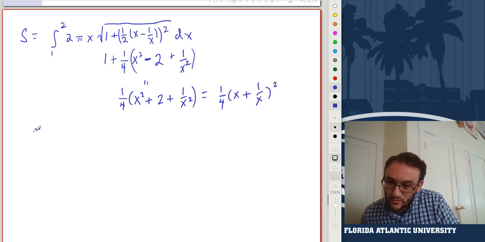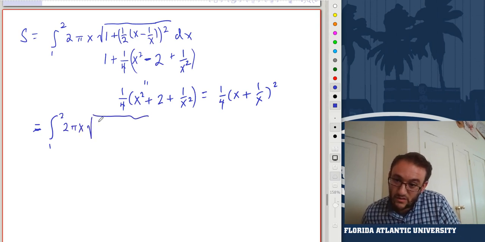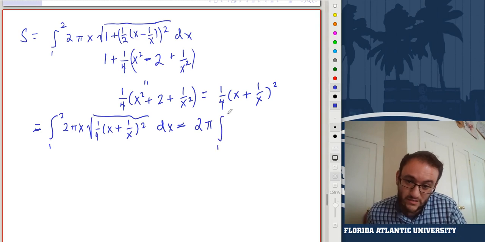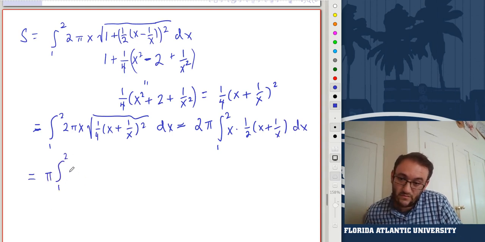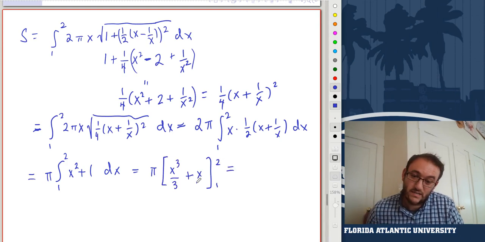Okay. So plugging that back in, we have the integral from 1 to 2 of 2 pi x times the square root of 1/4 times (x plus 1 over x) squared dx. Okay, so the square root of a square obviously is just the thing itself. So let's factor out the 2 pi as well. We have 2 pi times the integral from 1 to 2 of x times 1/2 (x plus 1 over x) dx. Okay, we can pull out a factor of a half, and we get pi times the integral from 1 to 2 of x times (x plus 1 over x), which is x squared plus 1, dx, which gives us pi times x cubed over 3 plus x, evaluated from 1 to 2.